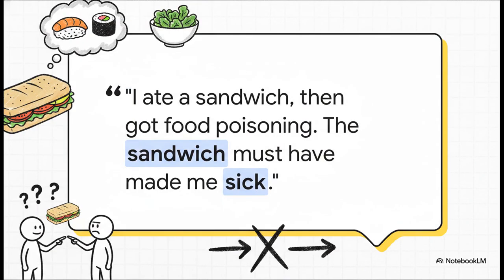Here's another perfect example. You ate the sandwich, then you got sick. It's easy to blame the sandwich, but what about the salad you ate yesterday or that breakfast burrito? The key lesson here, and it's a big one, is that correlation is not causation. Just because two things happen in a row doesn't mean one caused the other.